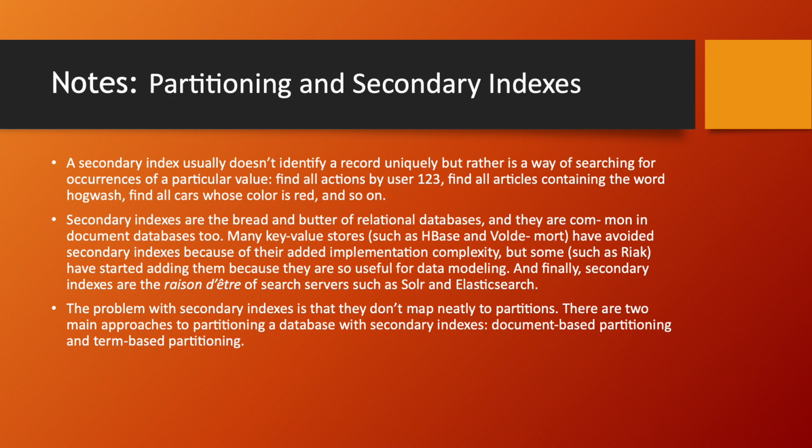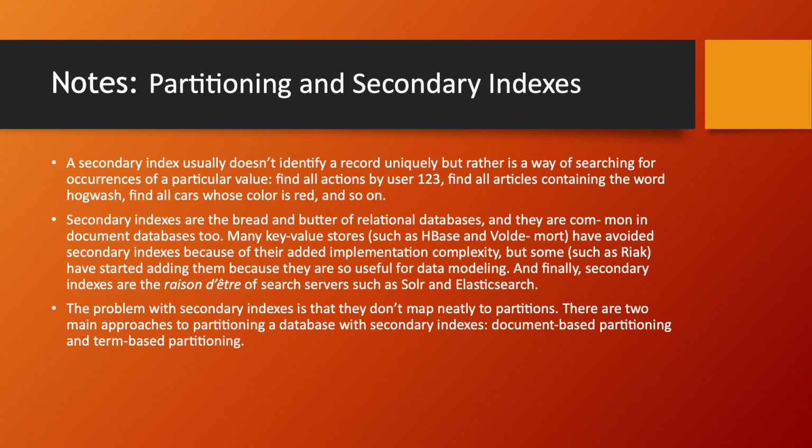Now we are talking about partitioning and secondary indexes. A secondary index usually doesn't identify a record uniquely, but rather is a way of searching for occurrences of a particular value. Say, find all the actions by user 123. Find all the articles containing the word hogwash. Find all the cars whose color is red, and so on.